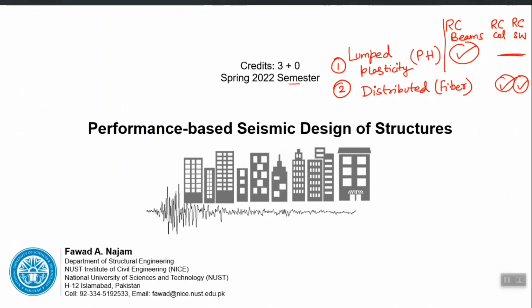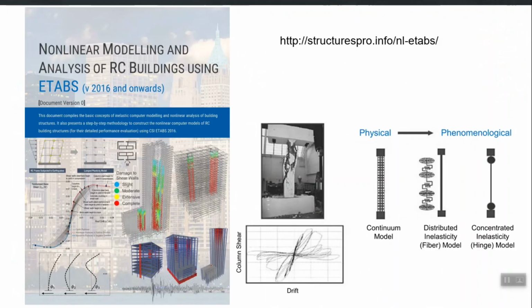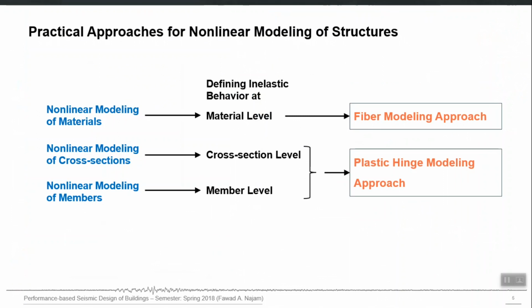So again I repeat that you can model all these three elements either using plastic hinge, all of them, or using the distributed fiber approach for all of them, but you can sometimes use one approach for one particular element and another approach for other elements, right? So for columns and shear walls we focus on the fiber modeling approach. For beams we just directly use the lumped plasticity approach, right?